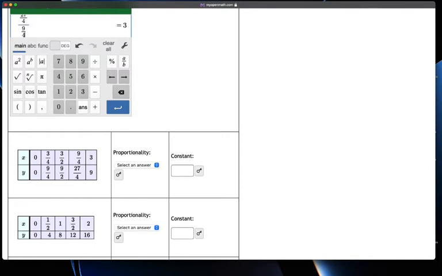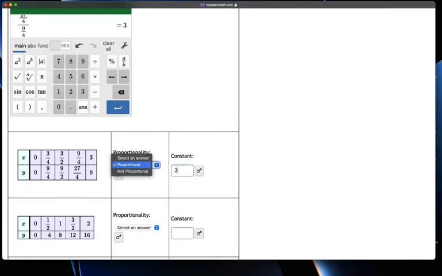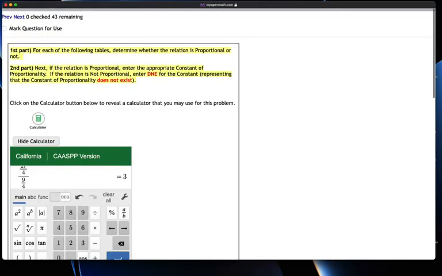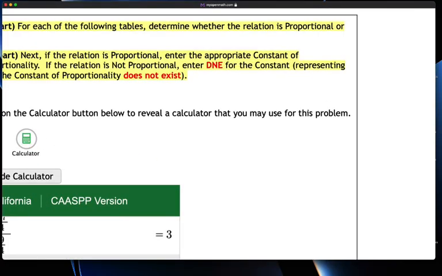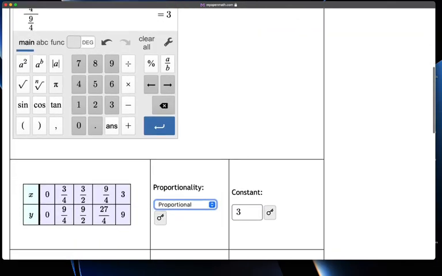So as long as all of the ratios are equivalent to each other, we can say that the table is truly proportional, and the constant of proportionality is whatever we got for each of those ratios, which happen to be 3. If all of those ratios are not equivalent to each other, then we would select non-proportional. And in this specific type of problem, the instructions tell us to enter DNE, representing the fact that because the table is not proportional, the constant of proportionality does not exist.